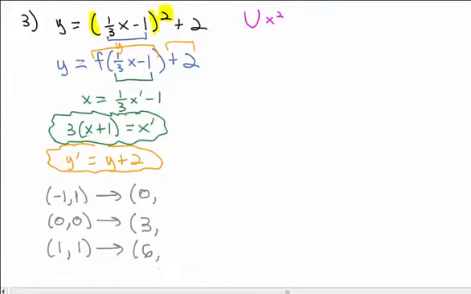For the y's, we're just going to add 2. 1 plus 2 is 3. 0 plus 2 is 2. And 1 plus 2 is 3. We now have our new points for our graph.